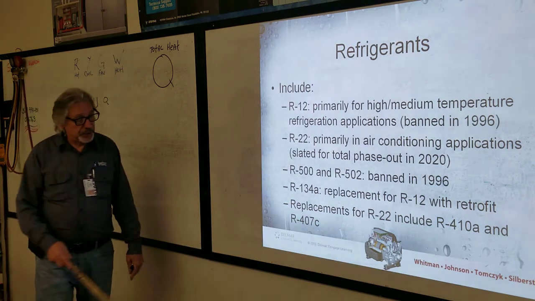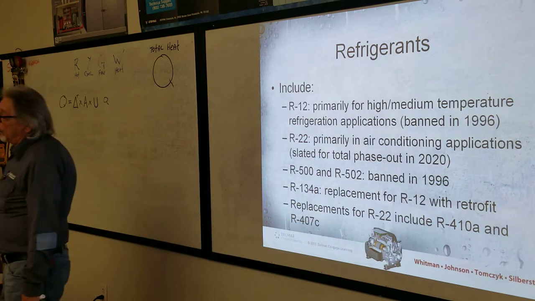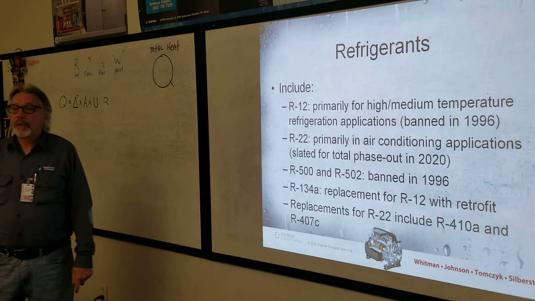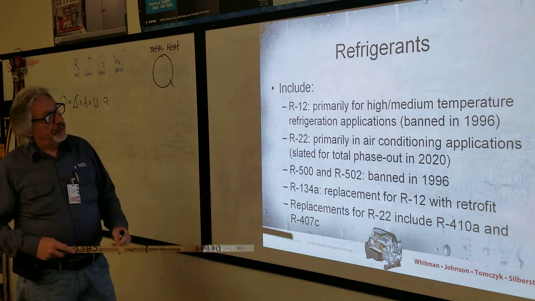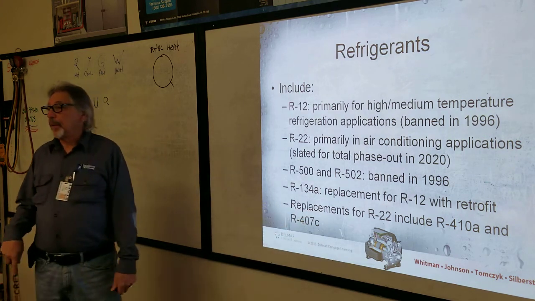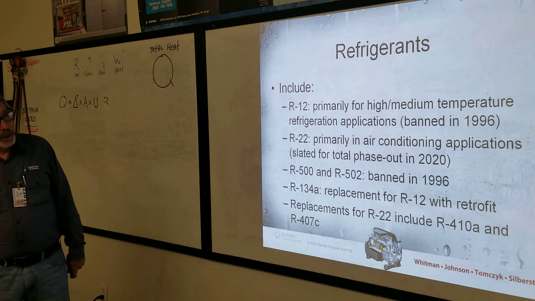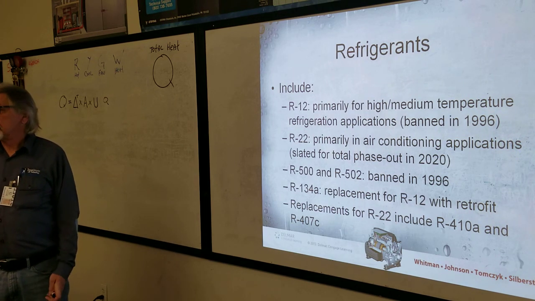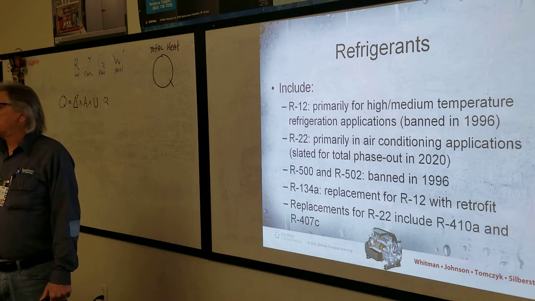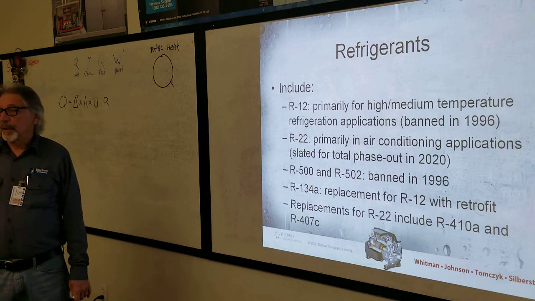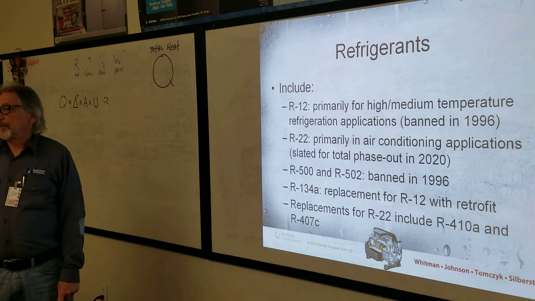Because a lot of systems are R22, and a 30-pound jug of R22 is about $1,000, while a 30-pound jug of R407 is about $150. So the replacements are a lot cheaper than the original R22. If you can find R22, they're not allowed to manufacture it anymore, so there's still some out there. If we find it, just snatch it up. Yeah, it's a good price.